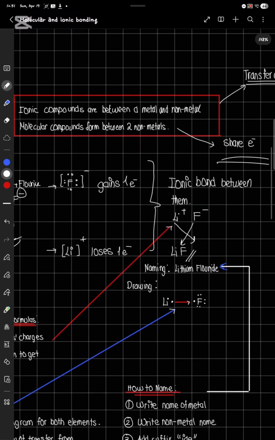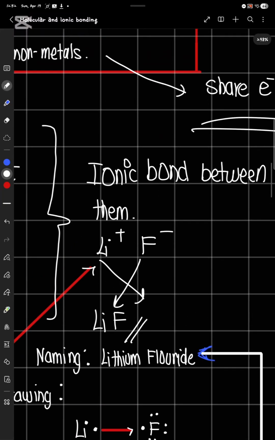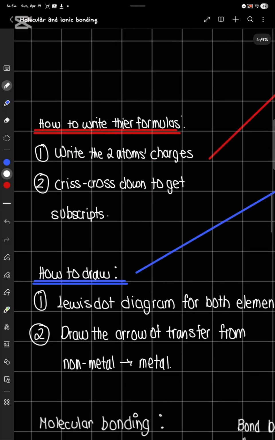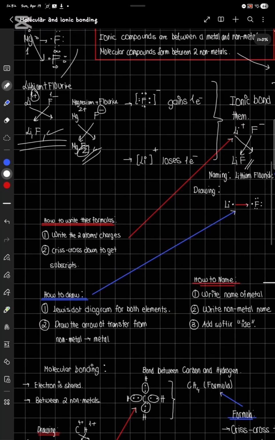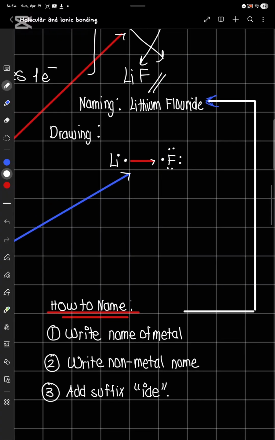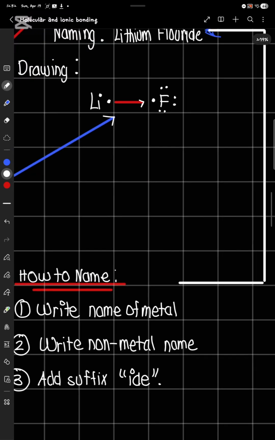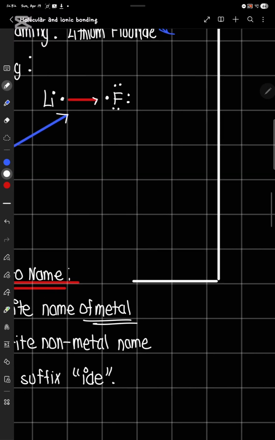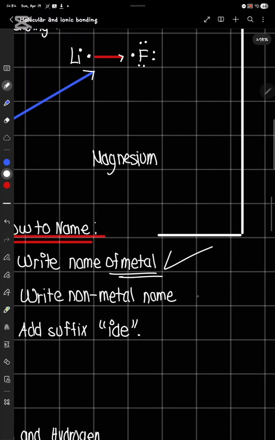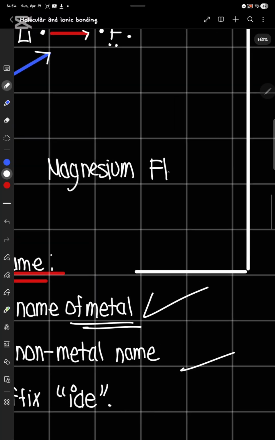Okay, now I want to go to naming. For naming, the first step is that you write the name of the metal. So let's say you have magnesium and fluorine. You write the first thing, which is the name of the metal, magnesium. Okay, and then you write the non-metal name, fluorine.